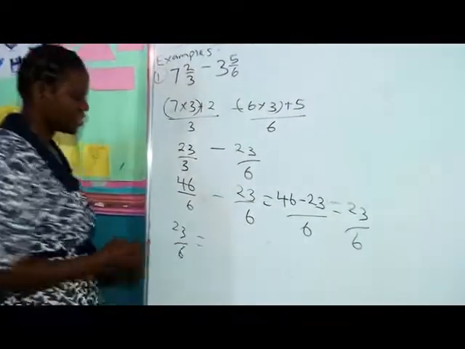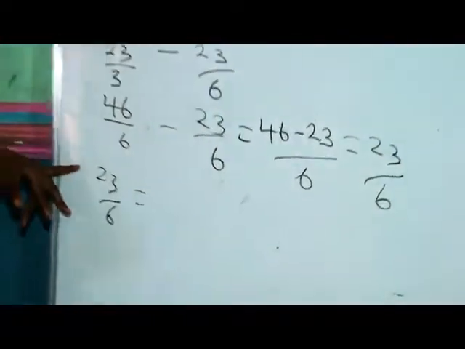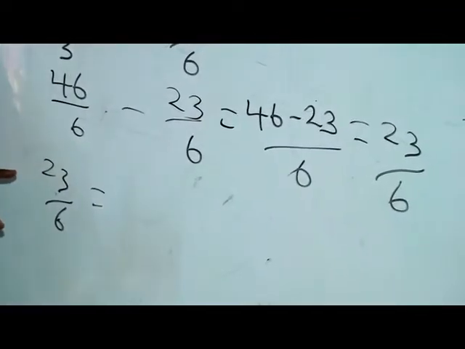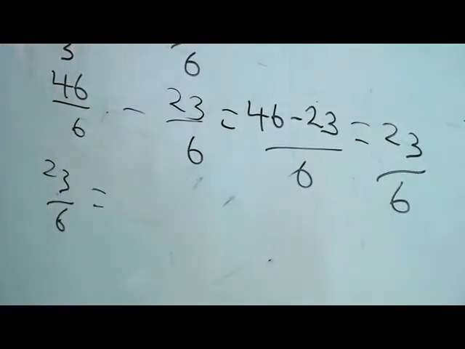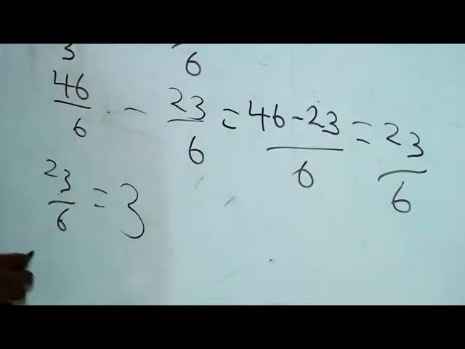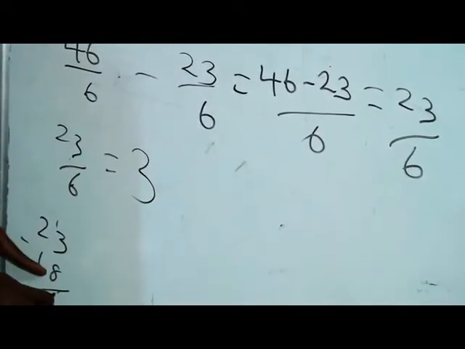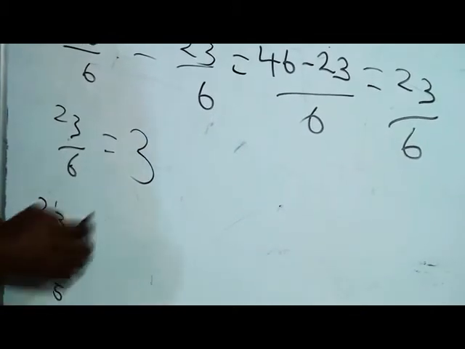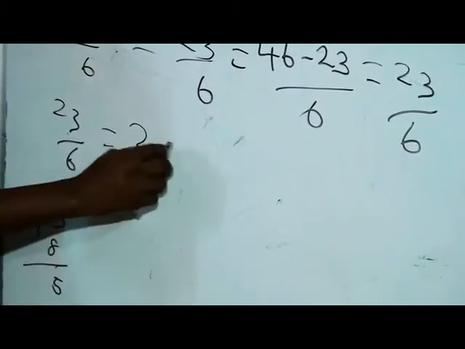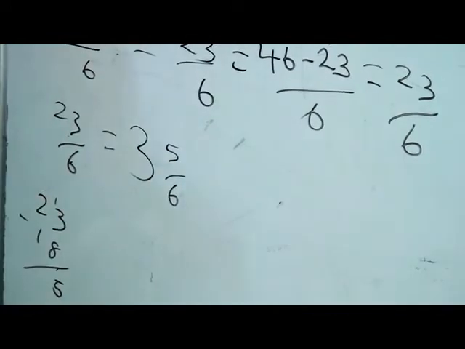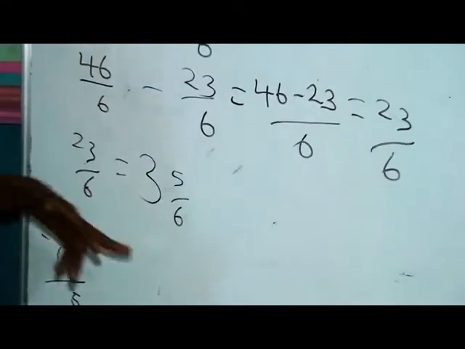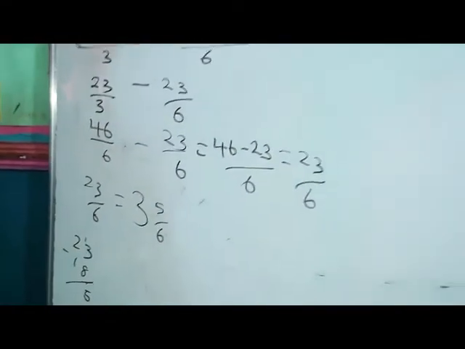23 over 6 would give me, how many 6s can I find in 23? That's 3. 6 times 3 is 18. So 3 whole number, 23 minus 18. 13 minus 8 here is 5. So I have 3 whole number remainder 5. 5 over 6. 3 whole number 5 over 6. So this is our final answer.